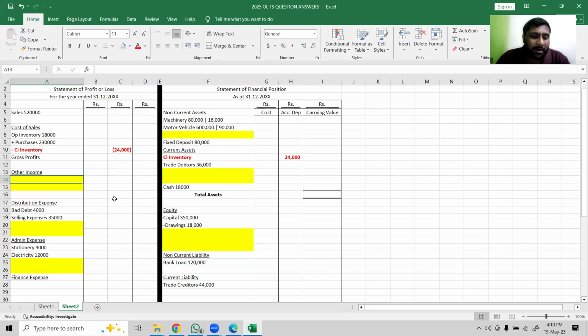So go to the income statement, other income. FD interest income 8,000. One place recorded. What do you think should be the other place?